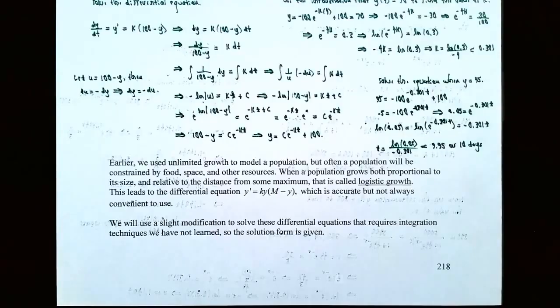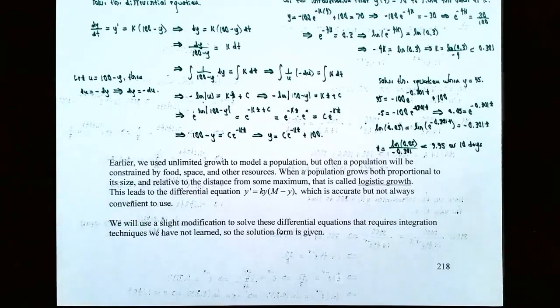So let's finish up this video talking about one more type of growth model. Earlier we talked about unlimited growth to model a population. However, population will be constrained by food, space, and other resources. When a population grows both proportional to its size and also relative to the distance from some maximum value, then we have what's called logistic growth, and it will be called a logistic growth model.